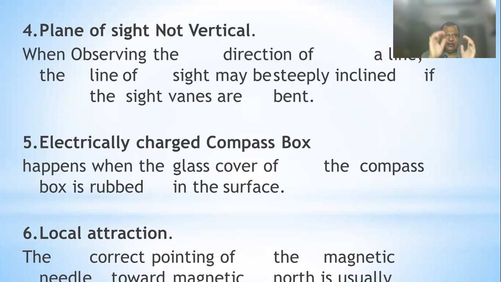When observing the direction of the line, the line of sight may be steeply inclined. An electrically charged compass box happens when the glass cover is rubbed on the surface. And local attraction: the correct pointing of the magnetic needle towards magnetic north is disturbed.